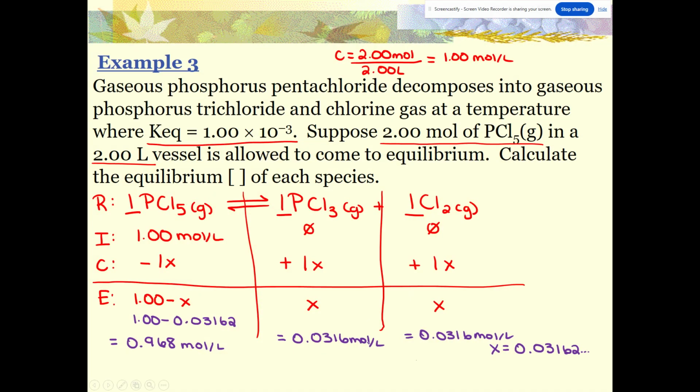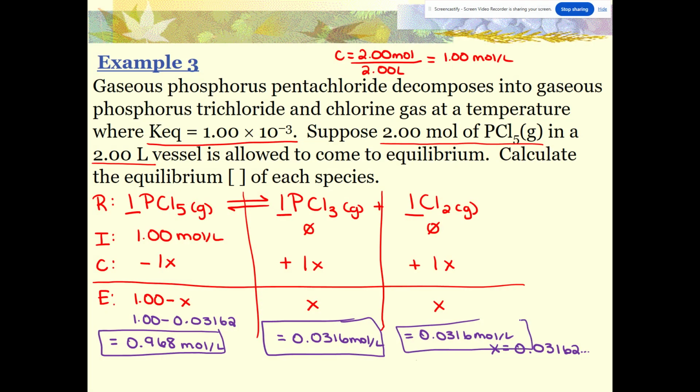And that is it. So those are your equilibrium concentrations. This is PCl5, this is PCl3, and this is Cl2. Okay? So that is the other way of doing ICE table questions when you're given the equilibrium constant and asked to find the equilibrium concentration of everything by being given only the initials. So you have to use this x method and solve for x.